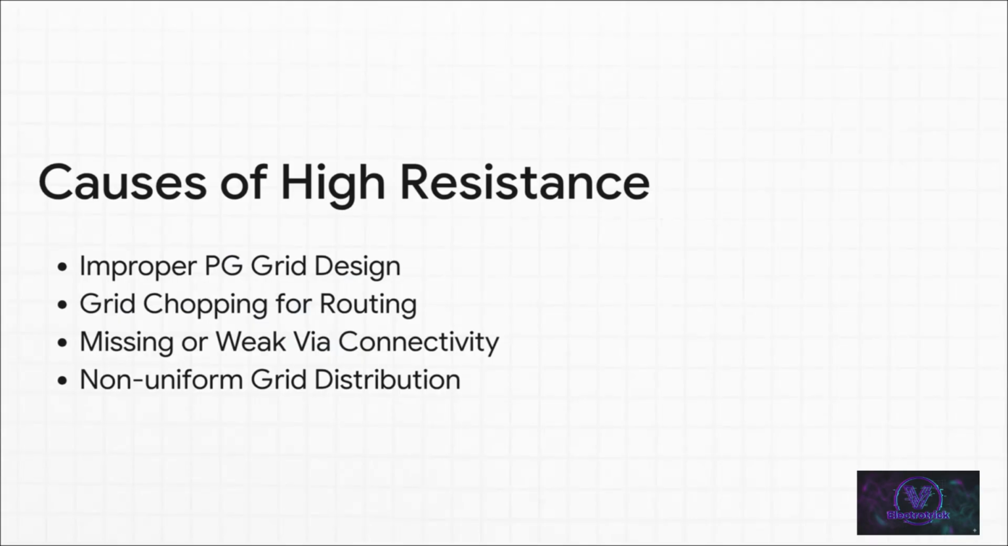Let's break down what we just saw. You can get high resistance just from a bad initial grid design, power straps that are way too far apart. A really common one is grid chopping, where engineers actually cut out pieces of the power grid to make more room for signal routing. And of course, weak or missing vias. Those are the vertical connections between metal layers. That's like having a bridge out on your power highway.